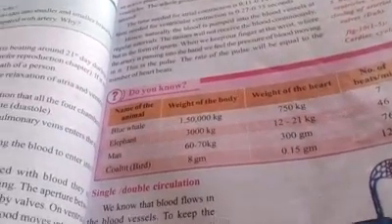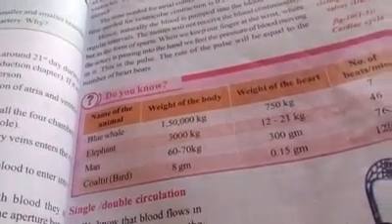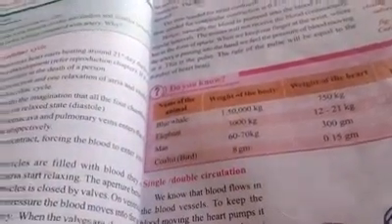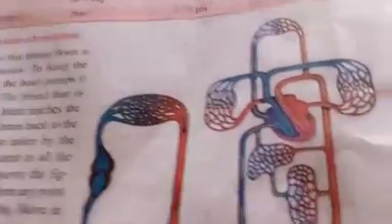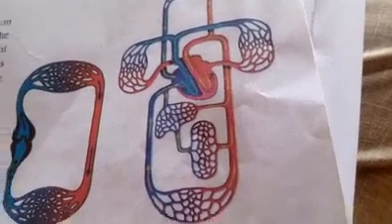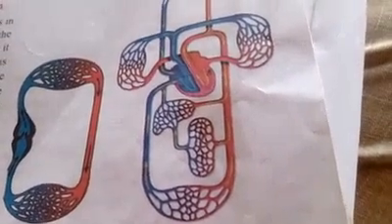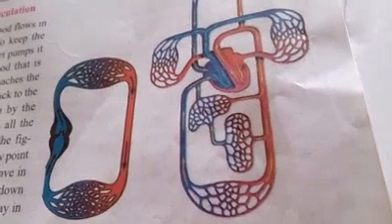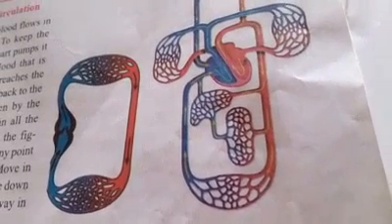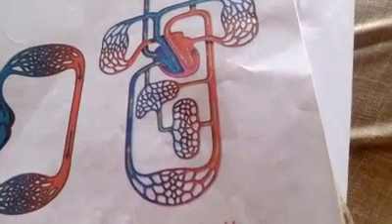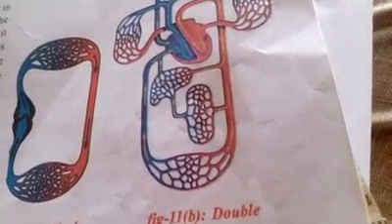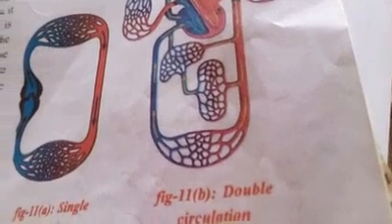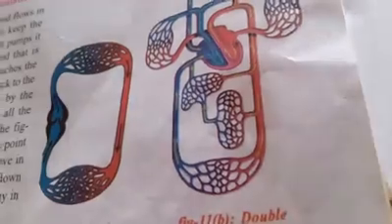So children, normally to complete one circulation in double circulation it takes only 0.8 seconds, and the time needed for the atrial contraction is 0.11 to 0.14 seconds, and the time needed for the ventricular contraction is 0.27 to 0.35 seconds.